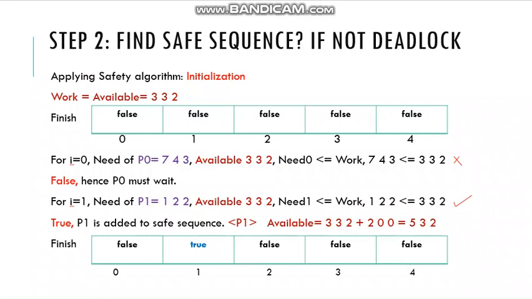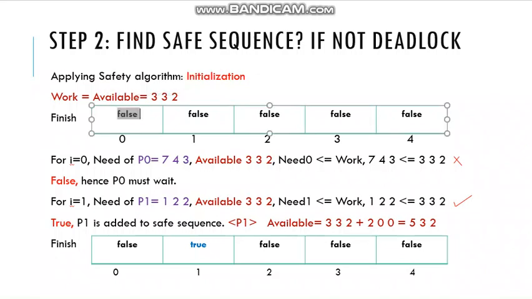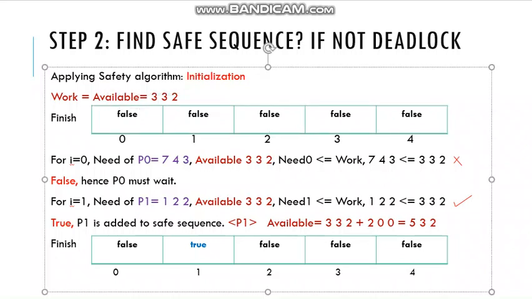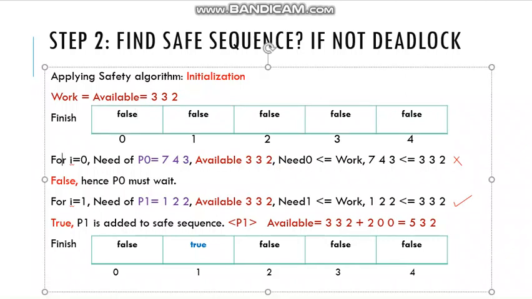What is the initialization? If you observe the first step of the algorithm, the work is nothing but available. How much is available? 3, 3, 2. Then Finish[i], for the 5 processes, all the processes are initialized with false. So available is this, the initialization is this. Then we will take one process at a time.